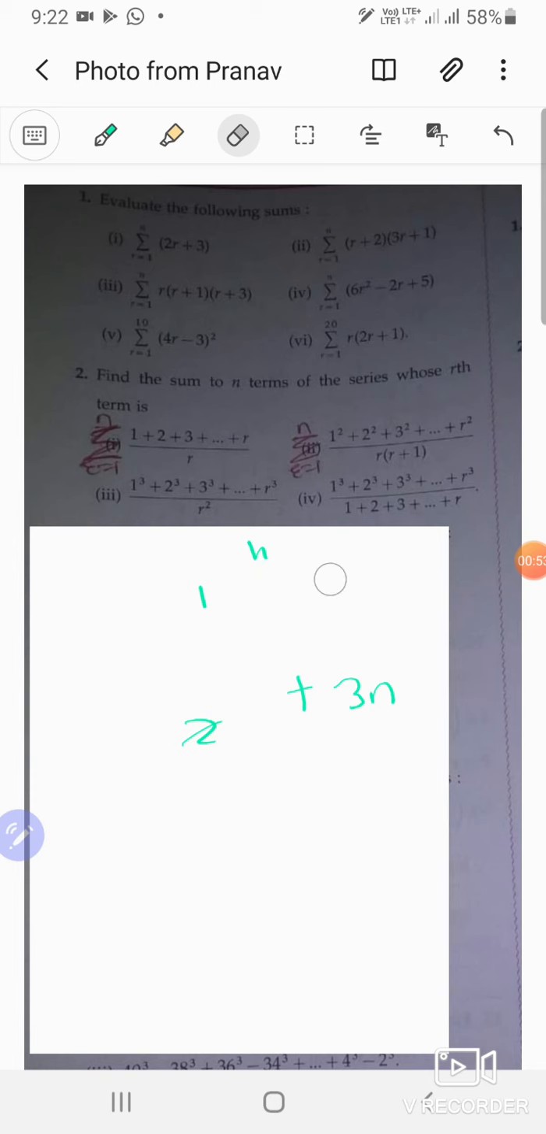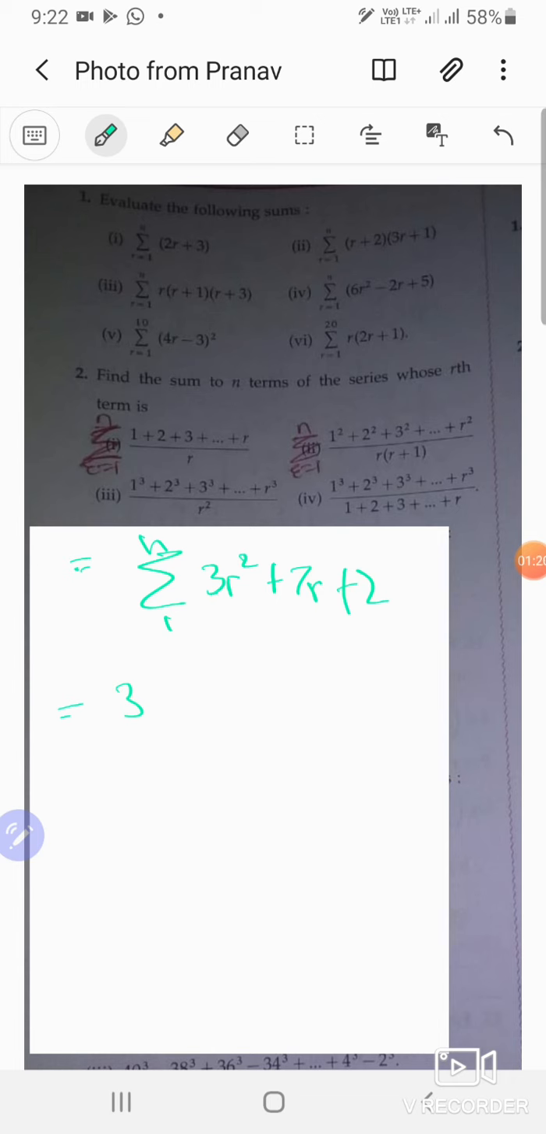Let's go to the next question. So you have summation from r equals 1 to n of r plus 2 into 3r plus 1. First of all, let's just expand this. That is the same as saying summation from 1 to n of 3r squared plus r plus 6r, that's going to be 7r, plus 2. So you got 3r squared plus 7r plus 2.